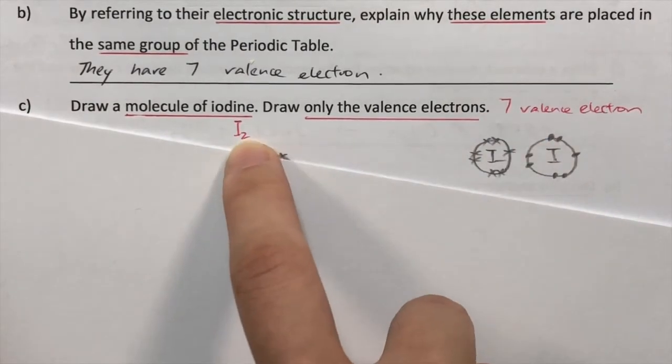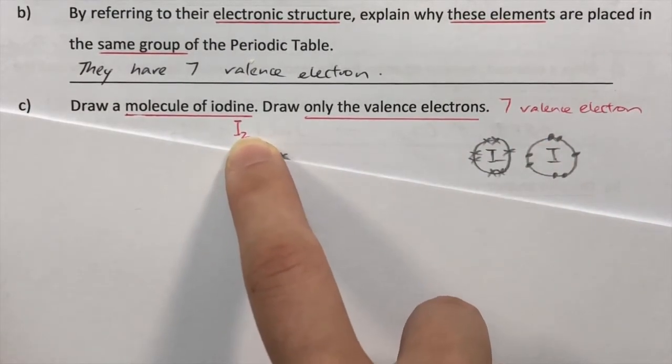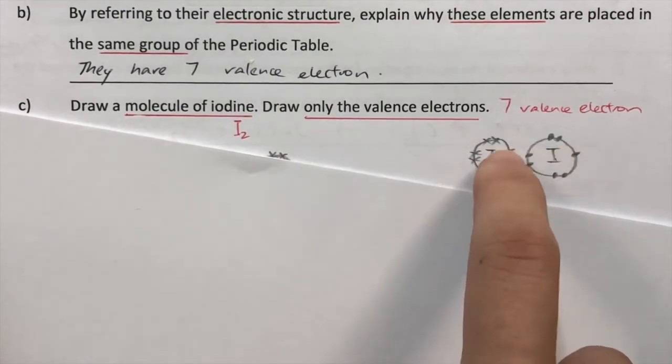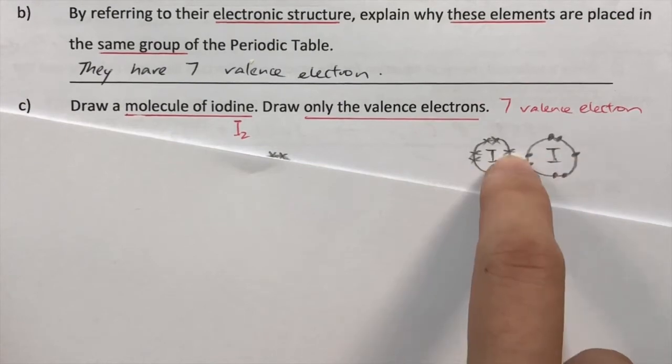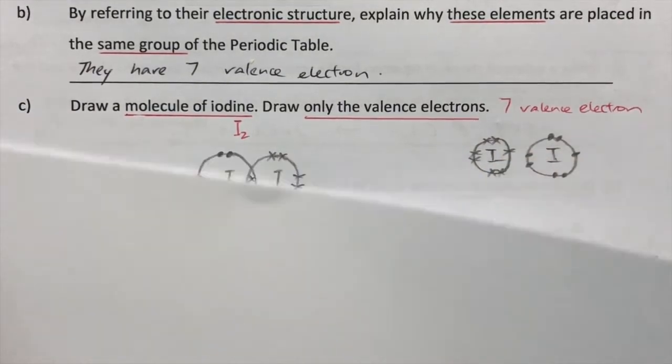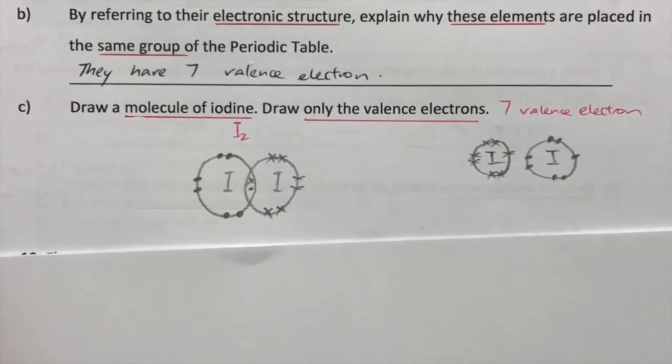Molecule of iodine means diatomic molecule, so it's I2. So when you see the lonely electrons being alone, we want to pair them up in a sharing, because these are non-metals, which is covalent. So this is how you draw your iodine molecule. This is the answer.